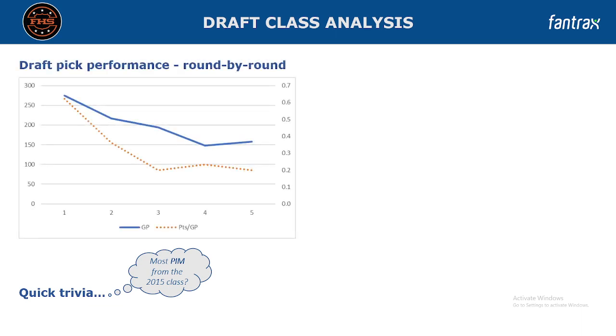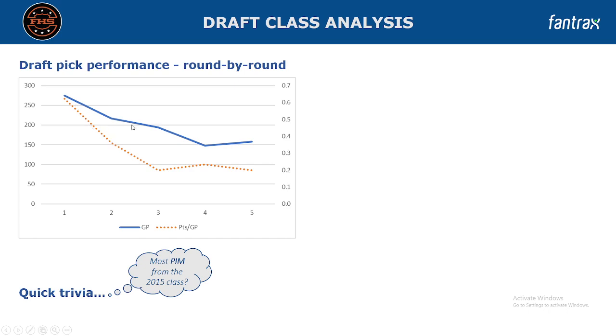This is the traditional quality versus quantity per draft round graph, which we see here. The orange dotted line is the points per game, which basically correlates with the quality of the players drafted, and the blue line is the games played per player selected in that round. And naturally, the drop between the first and the second round in points per game is quite steep, and this is due to the top-end talent that was available in this draft year.